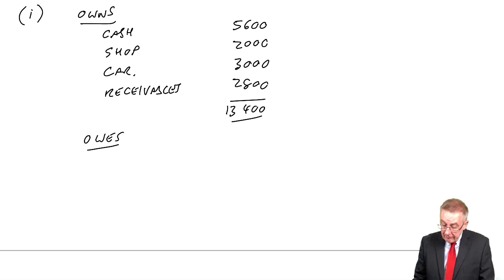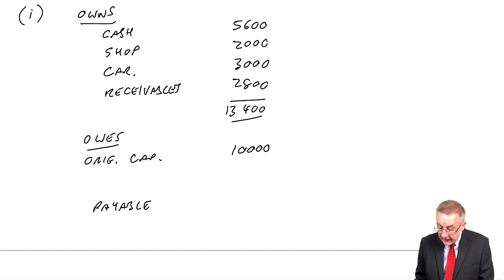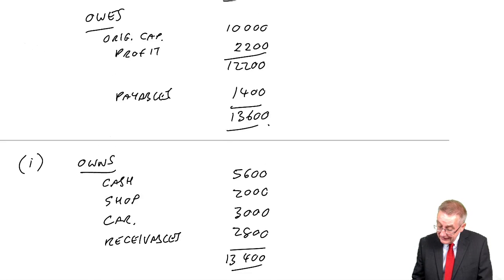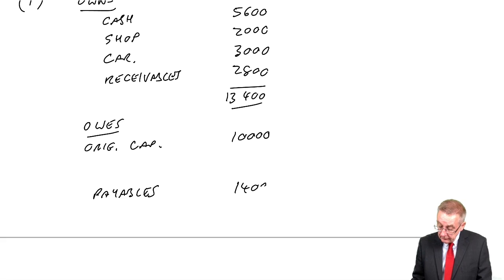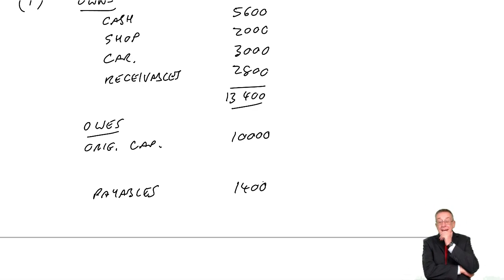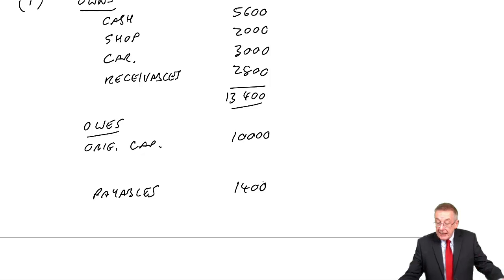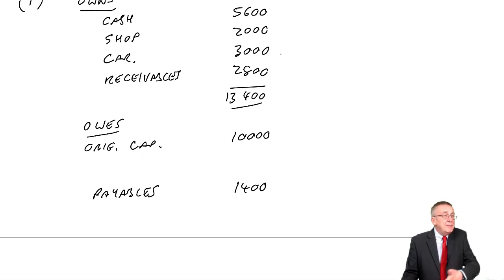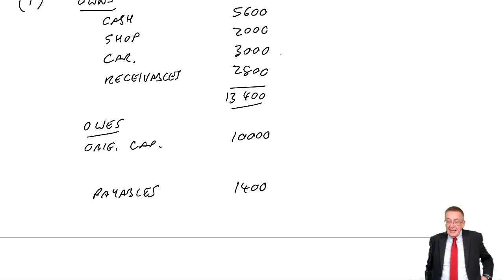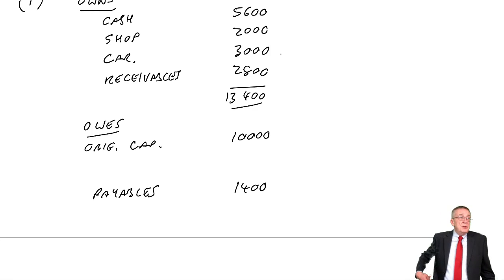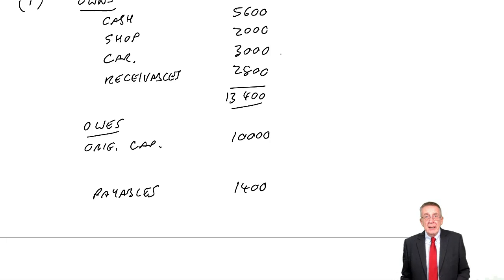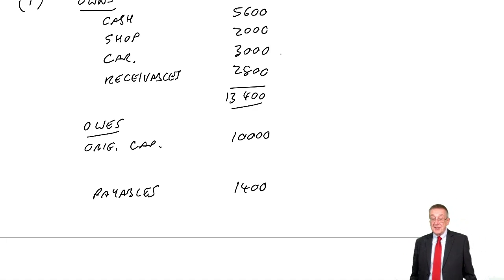What do we owe? Well, the original capital is still 10,000. The payable, we still owe the supplier 1,400. But I wonder where the second effect's going to be. Before, when I spent money, we bought a shop, so cash fell and a shop appeared. We bought a car, cash fell, car appeared. We bought inventory, cash fell, inventory appeared. Here we bought electricity. We've paid electricity with less cash, but with no new asset. Electricity is something we use. It's not as though we've bought a pile of electricity, we've got an asset.